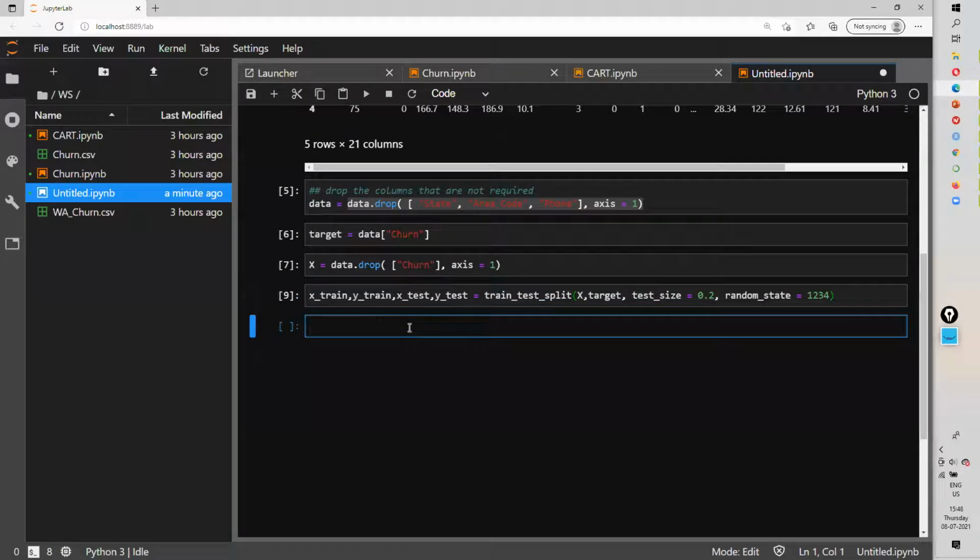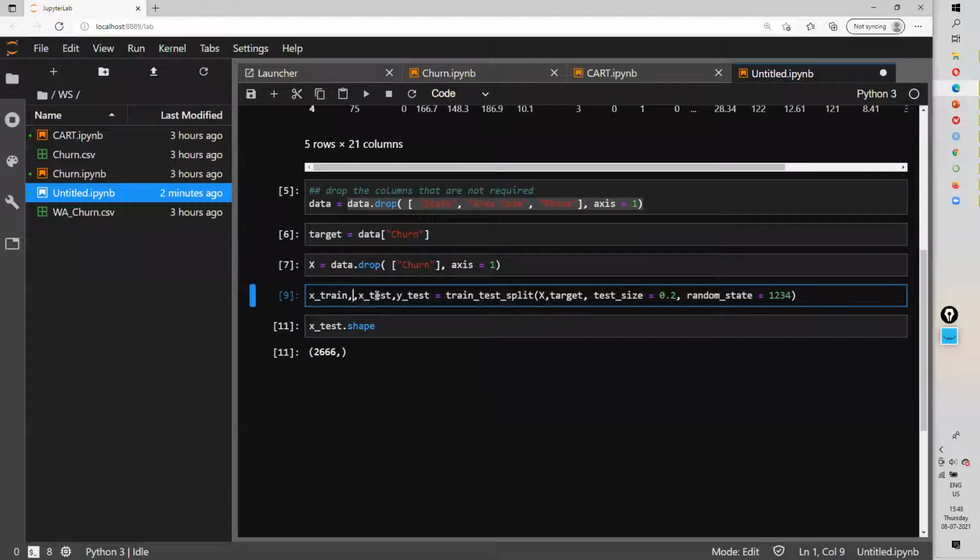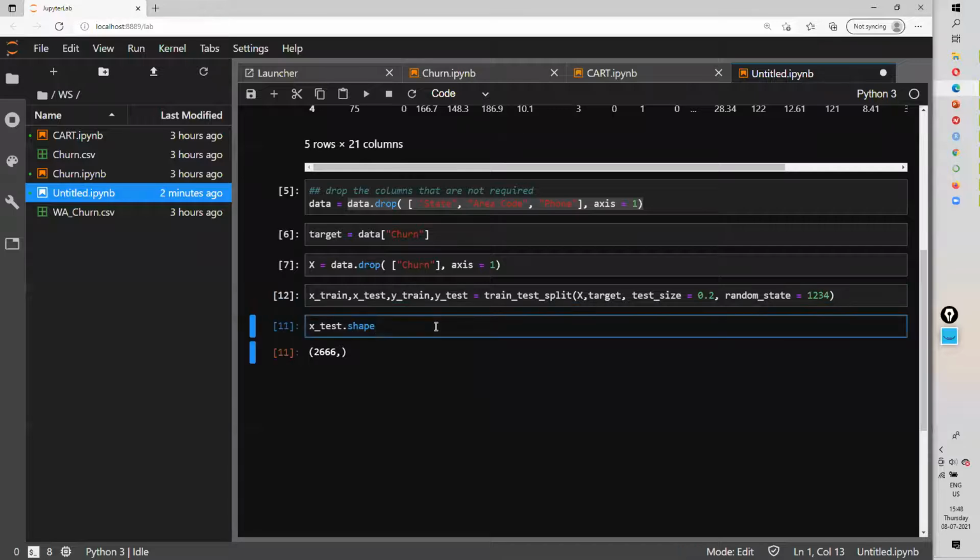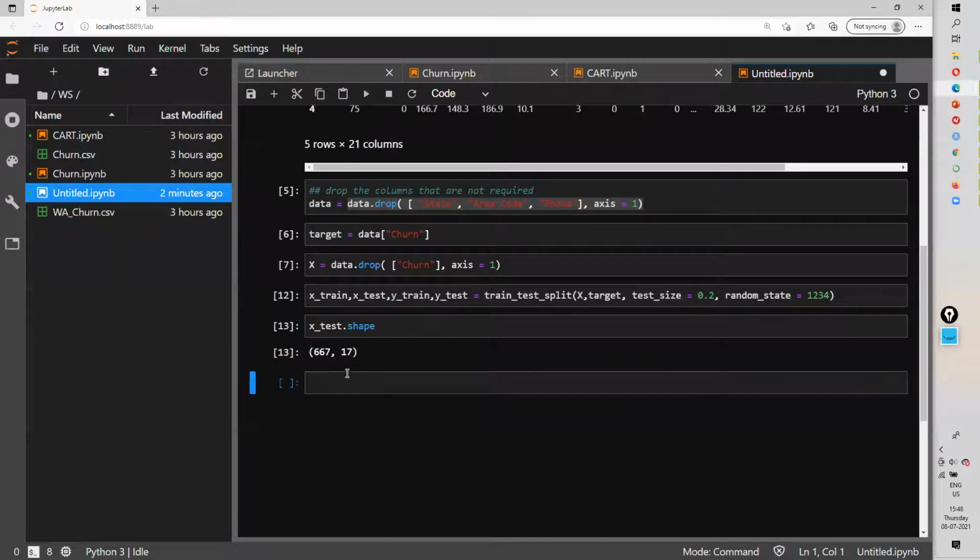Okay. Now we have 4 data sets. Let me check how they look. So we have all of this, right?